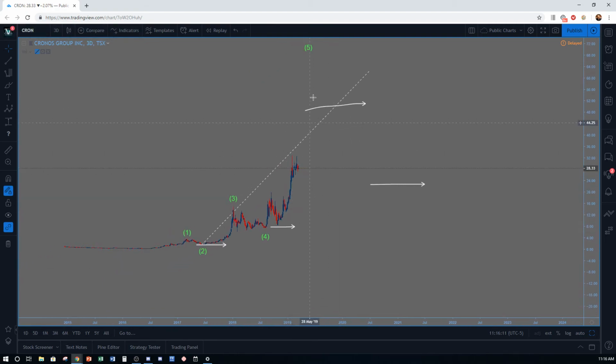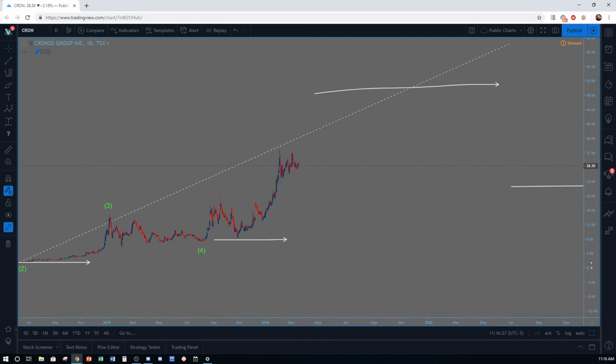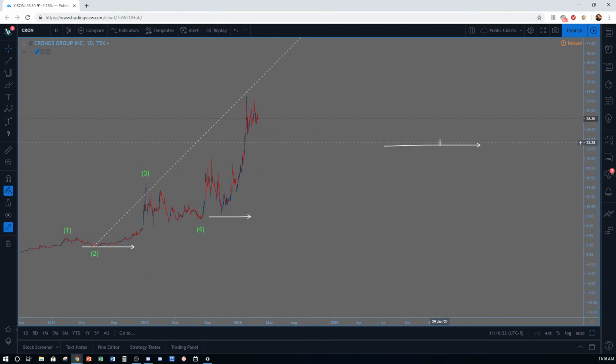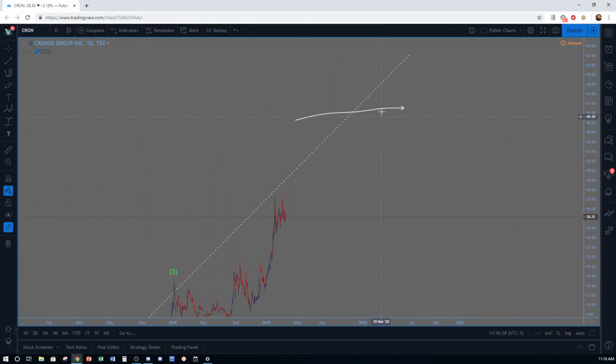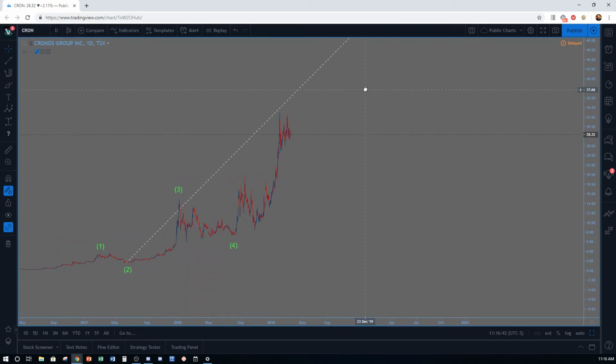It could be in wave 5 of 5 of this massive move. Doing some analysis on low time frames is pretty tough in this kind of market. I can tell you we're close to a completed wave count. I shouldn't say close to breaking down, I should say close to a completed wave count.